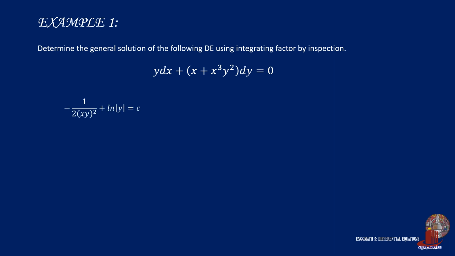To eliminate the denominator, we multiply the whole equation with the denominator negative 2 times xy squared. So it would be 1 minus 2 times xy squared ln of y is equal to 2c xy squared, which is similar with 1 equal to 2x squared y squared ln of cy. And that is the general solution for the equation.